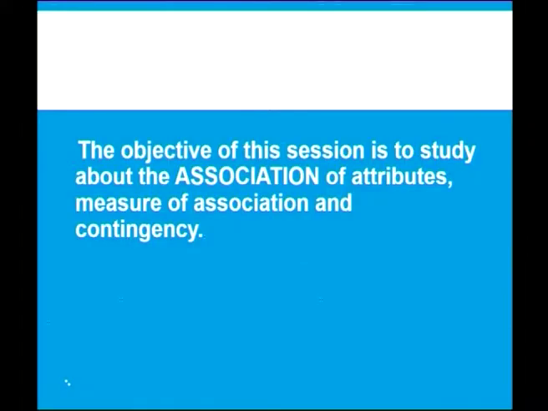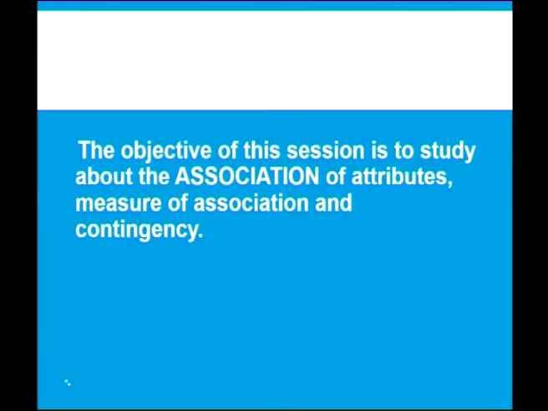Welcome to UGC lecture series. In this session, we are going to talk about association of attributes and then measure of association and contingency. The objective of this session is to study about the association of attributes, which is in continuation of the previous discussions in the earlier sessions, and then also coefficient of association formula was given in the previous session. So, we are going to work out an example in the coefficient of association, which is also called the measure of association, and then measure of contingency will be studied.